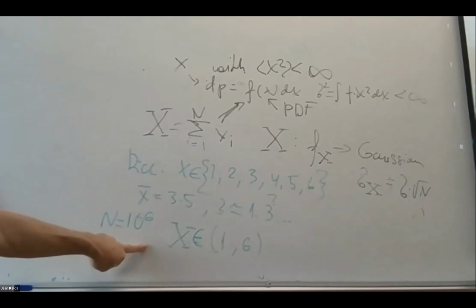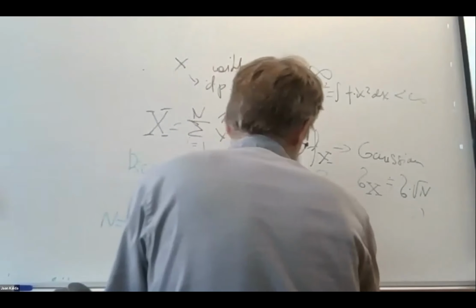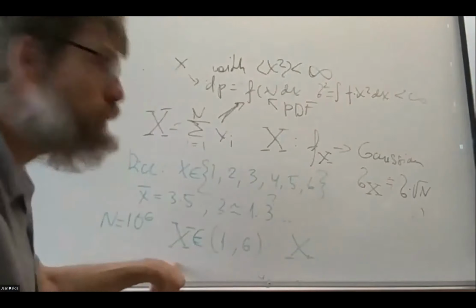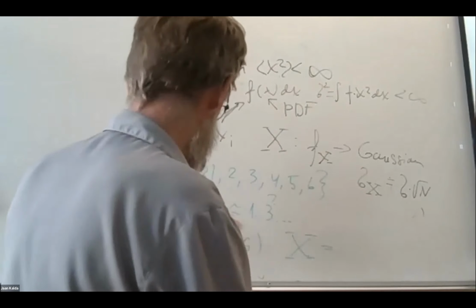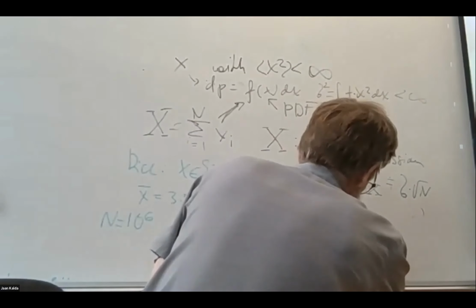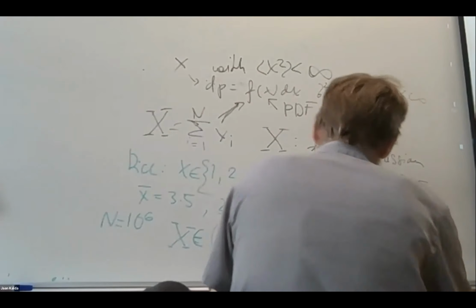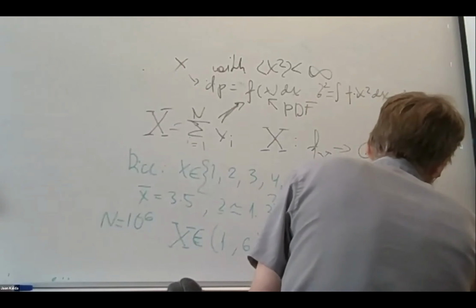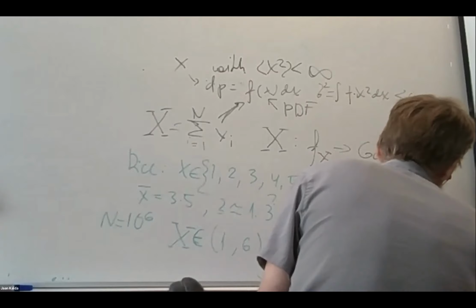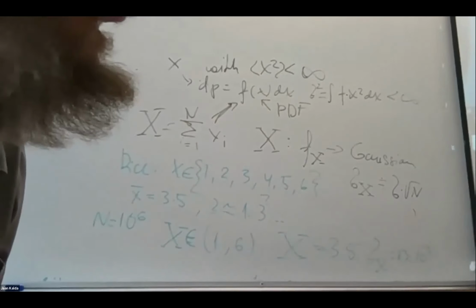Okay, but now based on the central limit theorem, we know that x average is almost Gaussian distributed, with x average equal to still the same 3.5 and standard deviation 1.3 divided by the square root of 1 million, which means 1.3 times 10 to the minus 3.